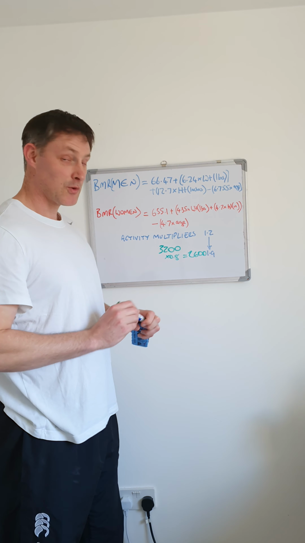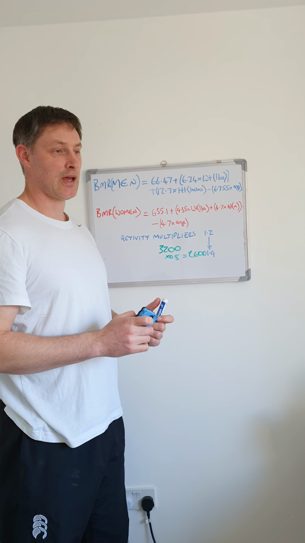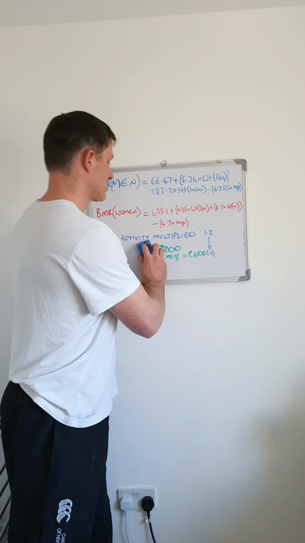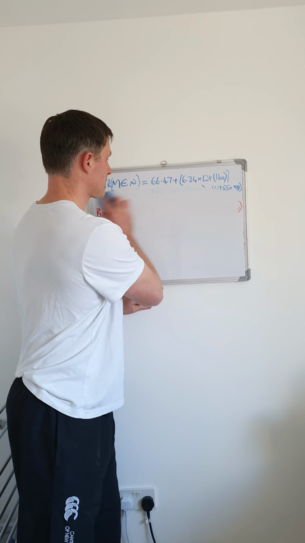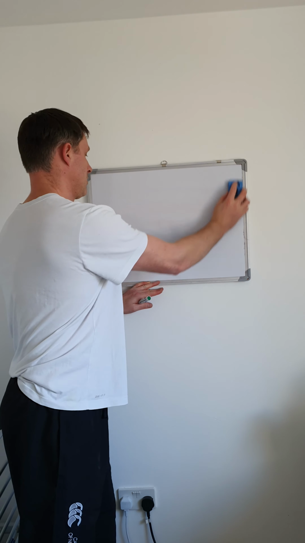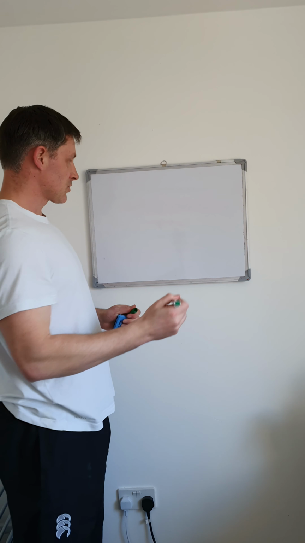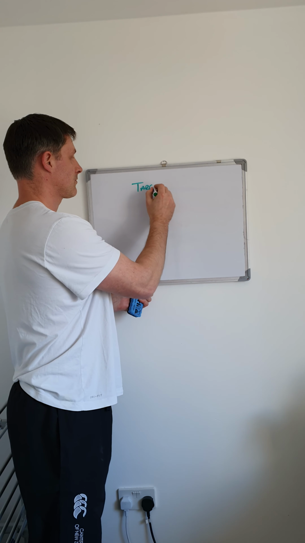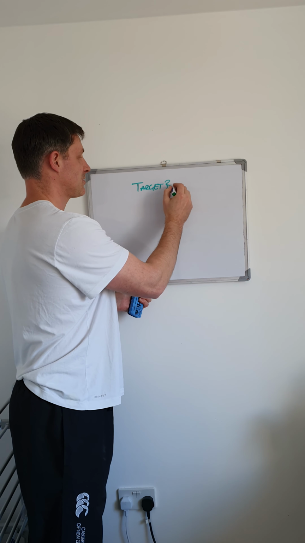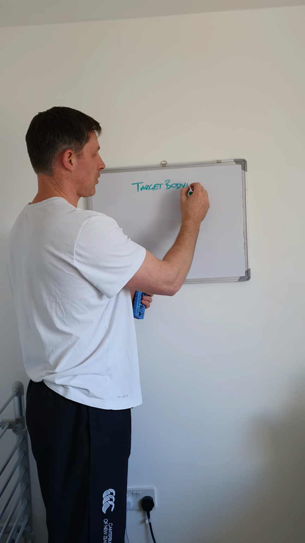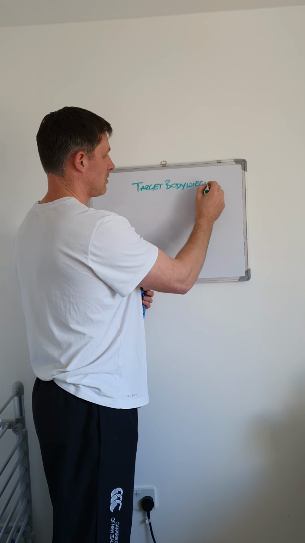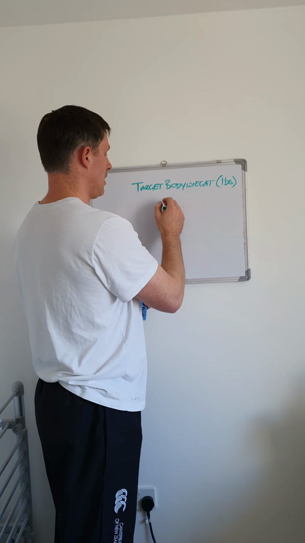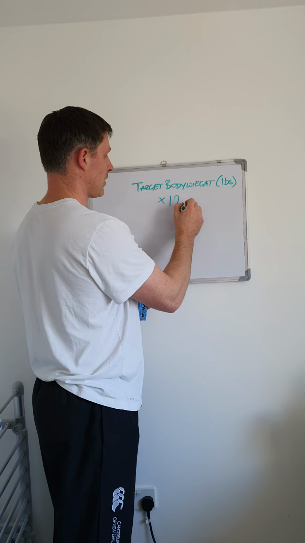All right, I'm going to show you a really easy way to get as good an estimate, but with a lot less fuss. So we're going to get rid of all of that. And you're going to take your target body weight. Now this doesn't have to be set in stone, it's just to give us a starting point, in pounds. And you multiply by 12.